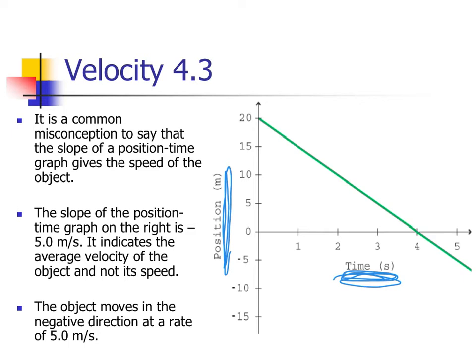Now, because of the negative direction, the fact that it's going from a point of 20 to negative, if we said that it was at speed, it would be like, oh, it's 5 meters per second. Well, technically, no. It's actually negative 5 meters per second. Does that mean that the object is slowing down? Not necessarily. It's just moving in a negative direction.